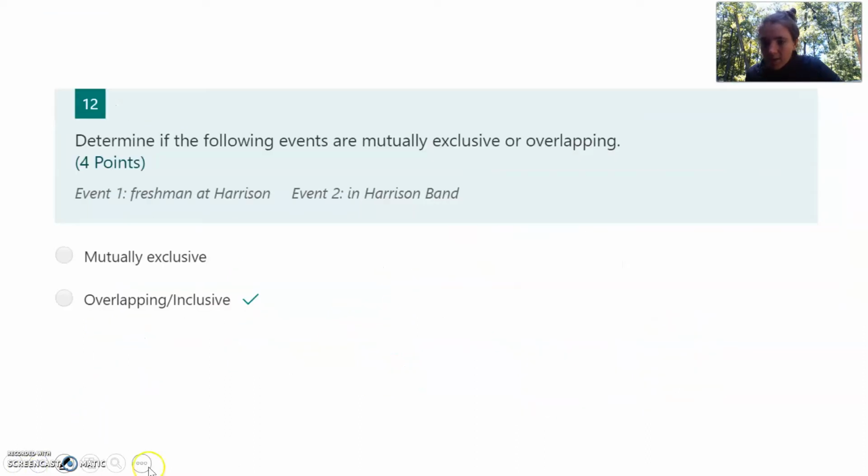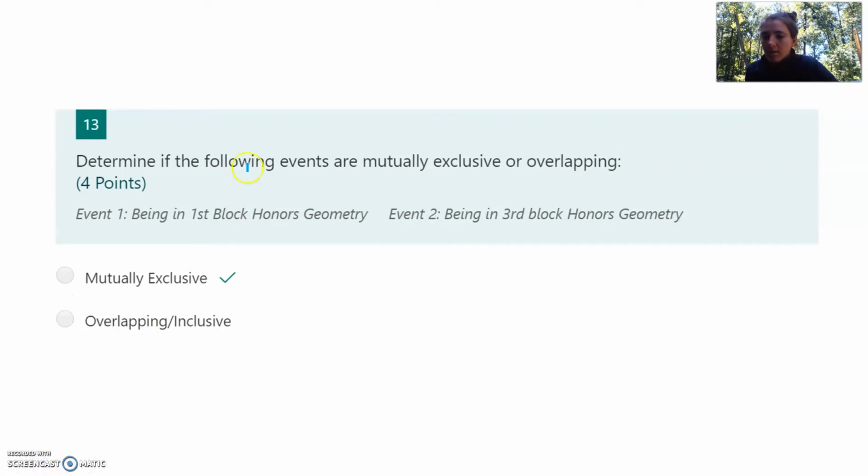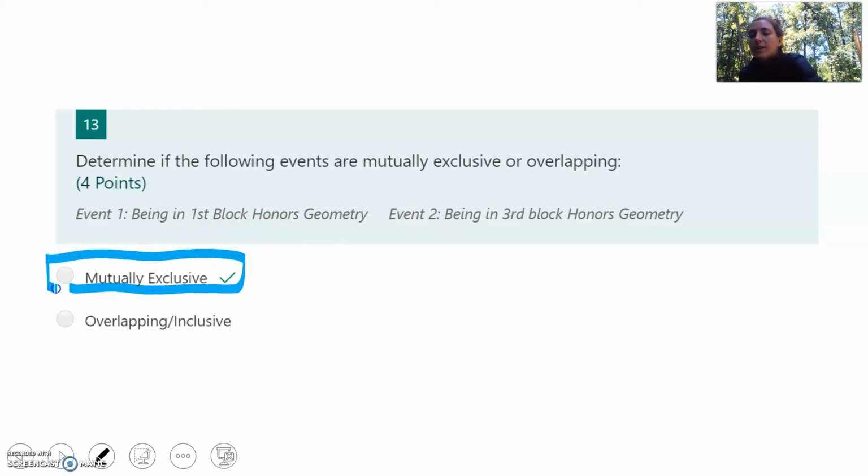Couple more. Okay, y'all did really good with the mutually exclusive versus overlapping. Can you be a freshman and in the band at Harrison at the same time? Yes, you can. So that's why that is overlapping. Can you be in first block honors geometry and also in third block honors geometry? No, you're only allowed to take 1 geometry class per semester. So that would be mutually exclusive.